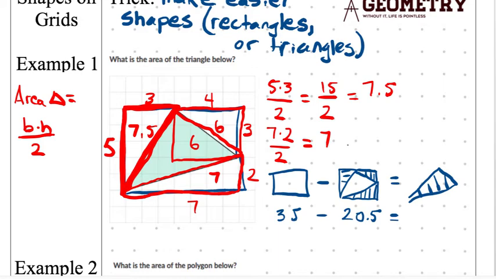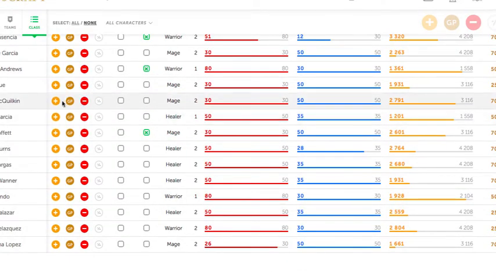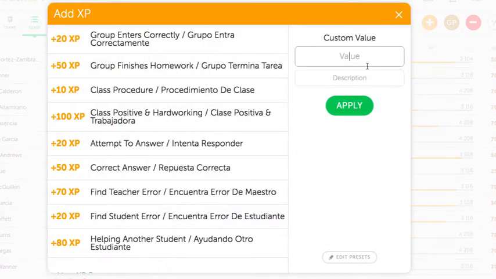Ellery. 14.5. Wait. Yeah, 15.5. Thumbs up or thumbs down? Not everyone is voting, so no 10 XP this time. Oh, okay, they voted late. That's not what I meant to do, but okay, we'll just go like that.